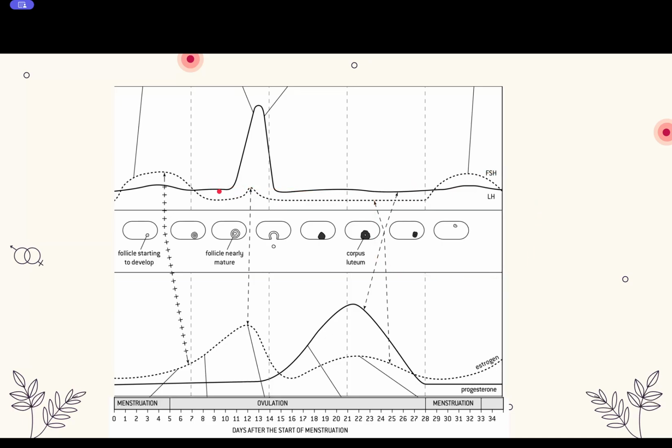So the negative feedback loops happen at two places, where estrogen will limit FSH, and where progesterone and estrogen will both limit FSH and LH together. And then the positive feedback loop is when an FSH increase will increase estrogen, and vice versa.